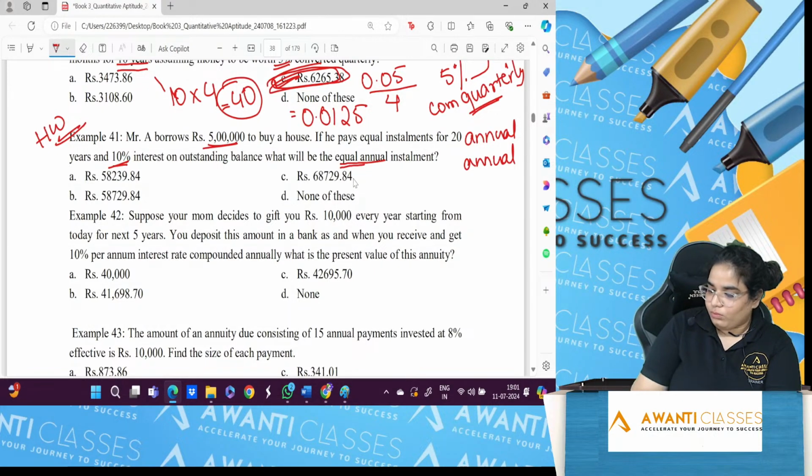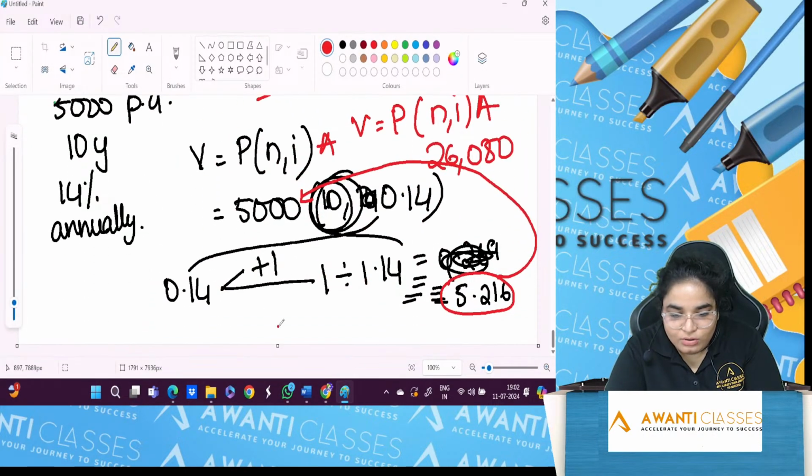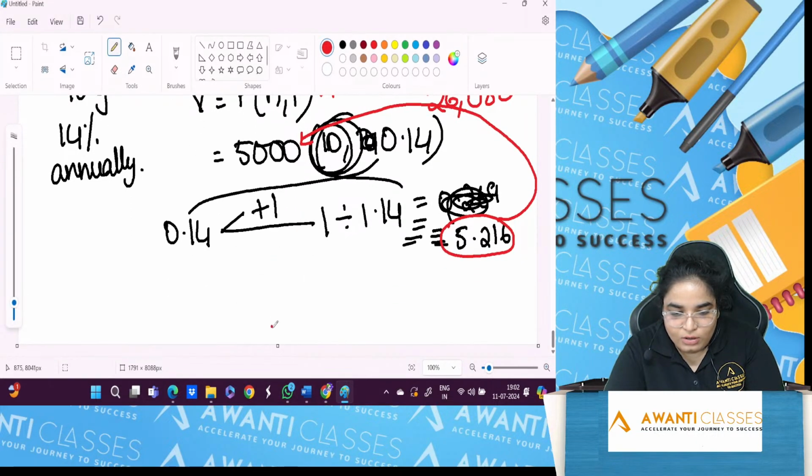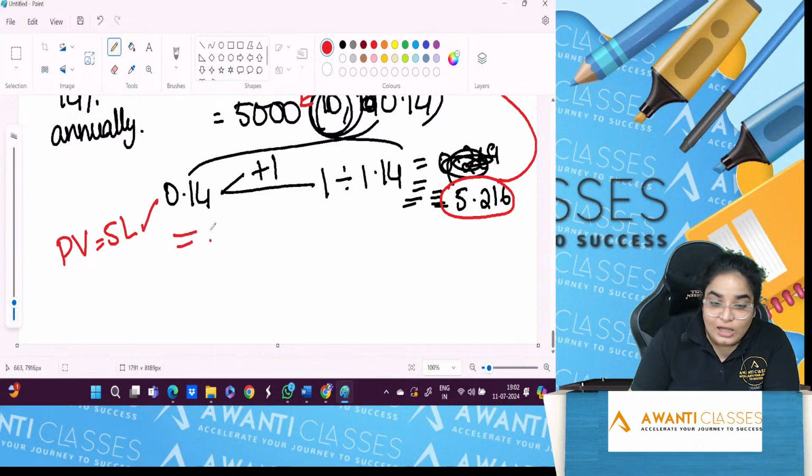Now, at this point, this is a little twist. You already have the present value, yes or no? So, what are you finding out? You already have the present value, since you have taken the loan now. So, present value is 5 lakhs. You are finding out the amount of annuity.